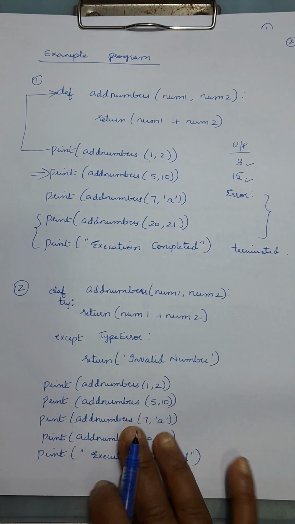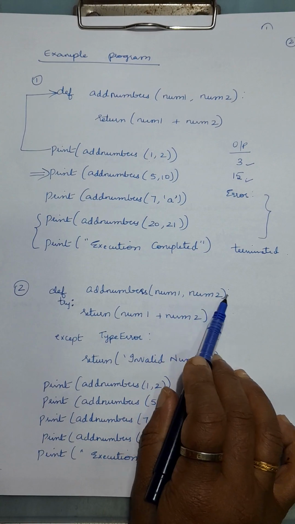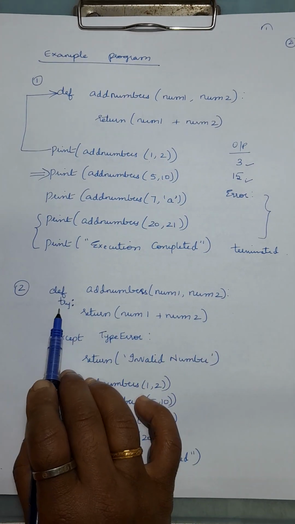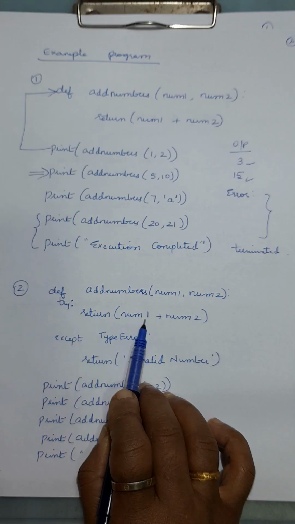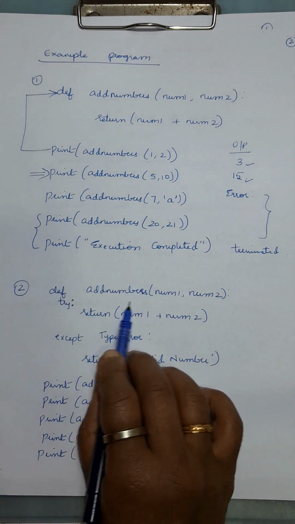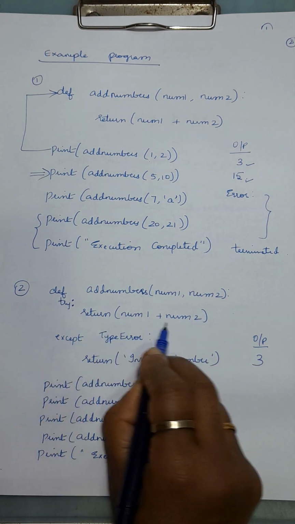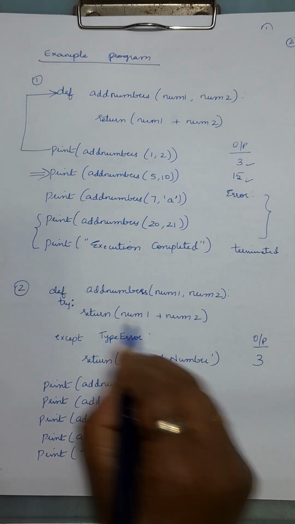See the solution here. Okay, the same concept. def add_numbers(num1, num2). I'm putting the entire concept within a try block. Try: return num1 plus num2. Suppose see the condition here, 1 comma 2, the output will be 3. Since it will try, no error, so it will return 3.